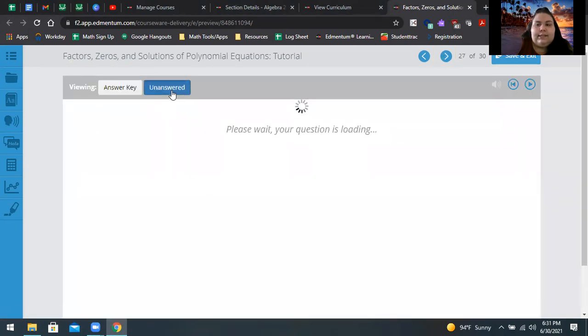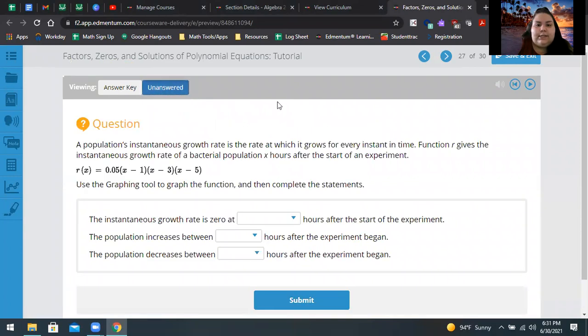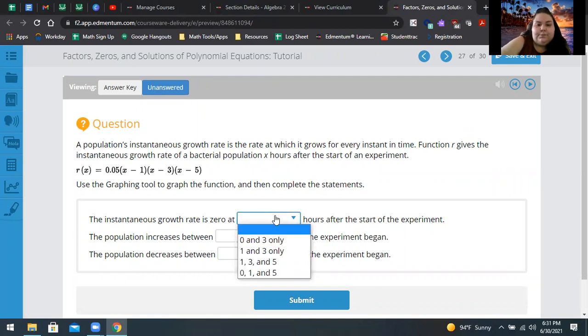And let's take a look at this one on slide 27 here. It says a population's instantaneous growth rate is the rate at which it grows at every instant in time. Function R gives the instantaneous growth rate of the bacterial population x hours after the start of the experiment. Use the graphing tool to graph the function and then complete the statements. The instantaneous growth rate is 0 at blank hours.